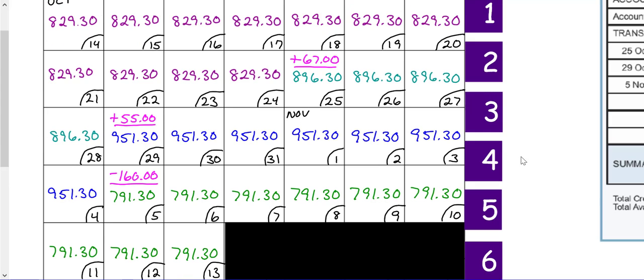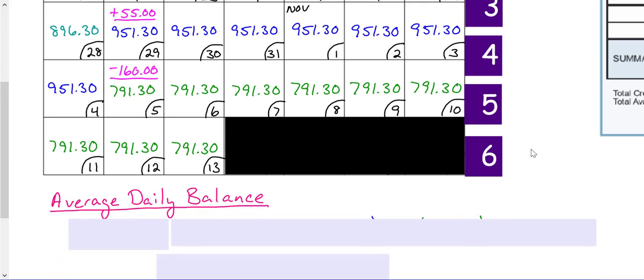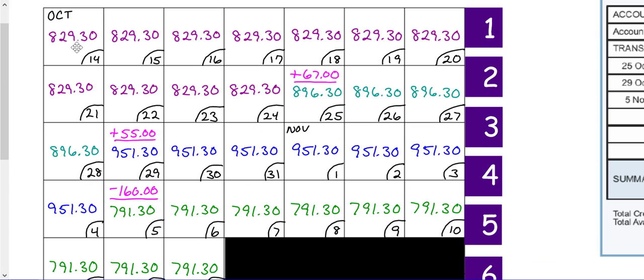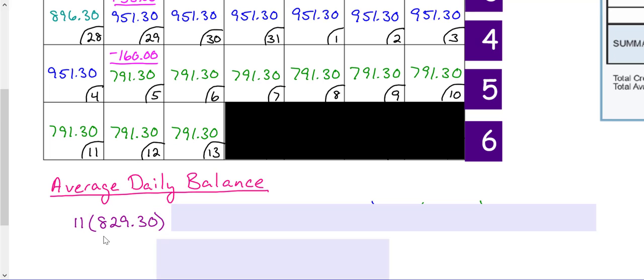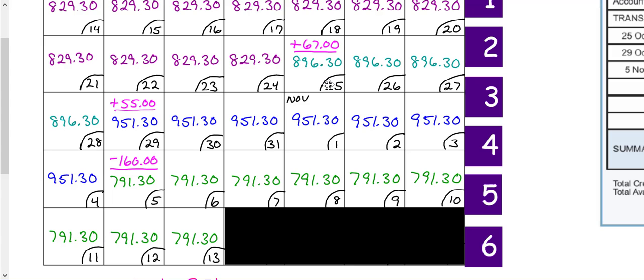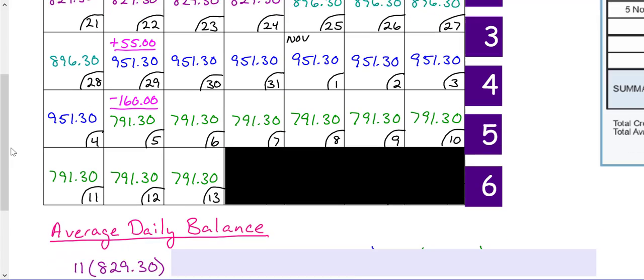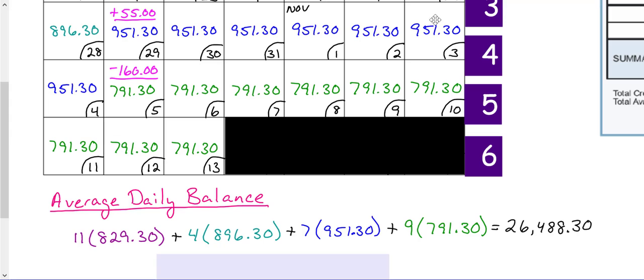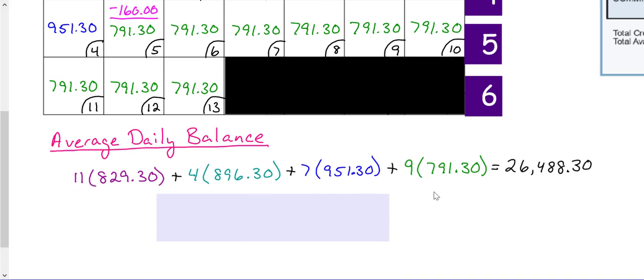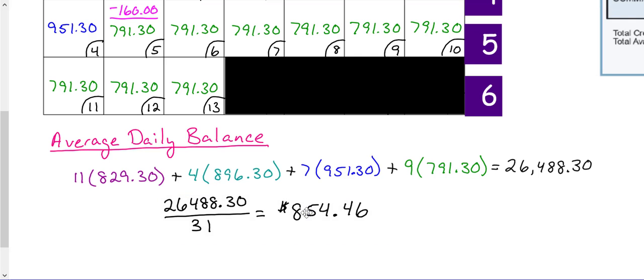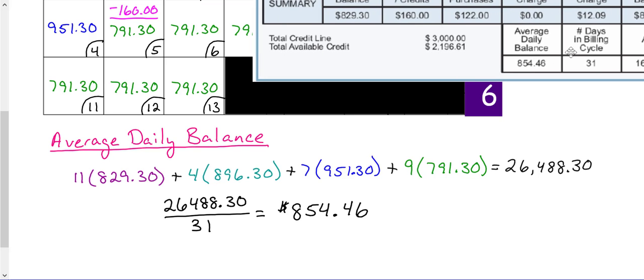After we have our calendar filled out, it's really easy to look at this and calculate what our daily balance is going to be. So, for example, we know starting on the 14th, we had 1, 2, 3, 4, 5, 6, 7, 8, 9, 10, 11 days for $829.30. So it would be 11 times $829.30. And then we would continue. So starting on the 25th, we would have 1, 2, 3, 4 days at $896.30. 1, 2, 3, 4, 5, 6, 7 days at $951.30, and then 9 days at $791.30. And we have a total of our sum of daily balances is $26,488.30. And then to find our average, we would simply divide by 31 days because we had stated that our billing cycle was 31 days.